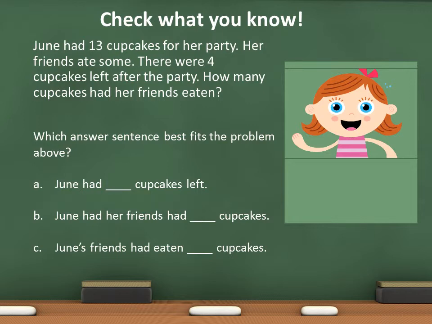June had 13 cupcakes for her party. Her friends ate some. There were 4 cupcakes left after the party. How many cupcakes had her friends eaten? Which answer sentence above best fits the problem above? A. June had blank cupcakes left. B. June and her friends had blank cupcakes. Or C. June's friends had eaten blank cupcakes. I'll give you a moment to think about it.